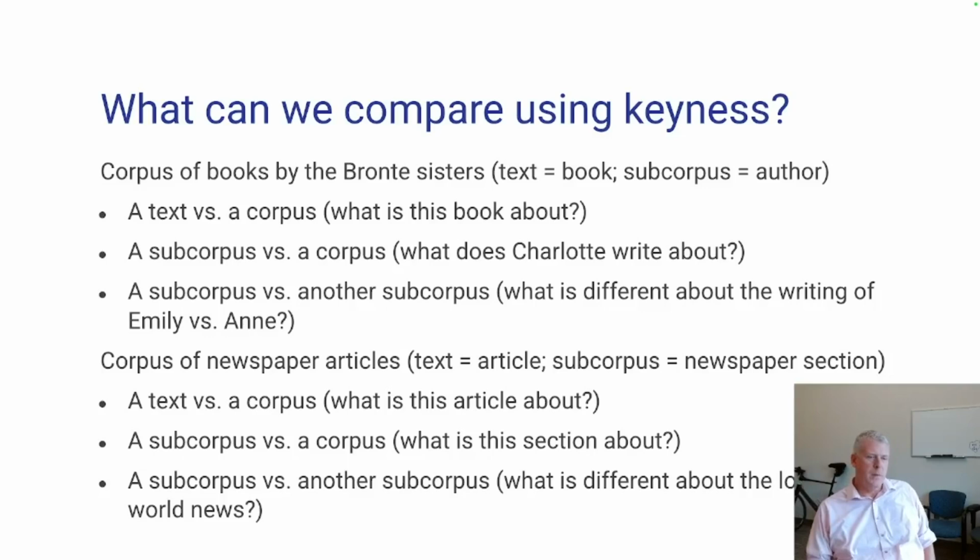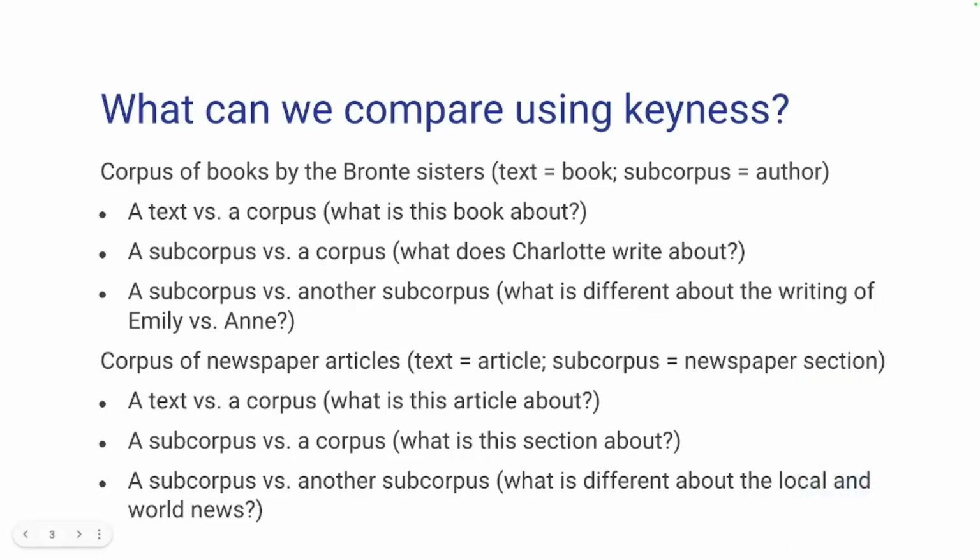Second example on the bottom part of my screen. Let me remove myself for a second. Corpus of newspaper articles. You can have a text be the article and the subcorpus be a newspaper section, like the editorial section, or sports, or cultural entertainment. So what is this article about? What is this whole section about? What is different about the local news versus the world global news? Those are some of the answers we could try and get with keyness analysis.